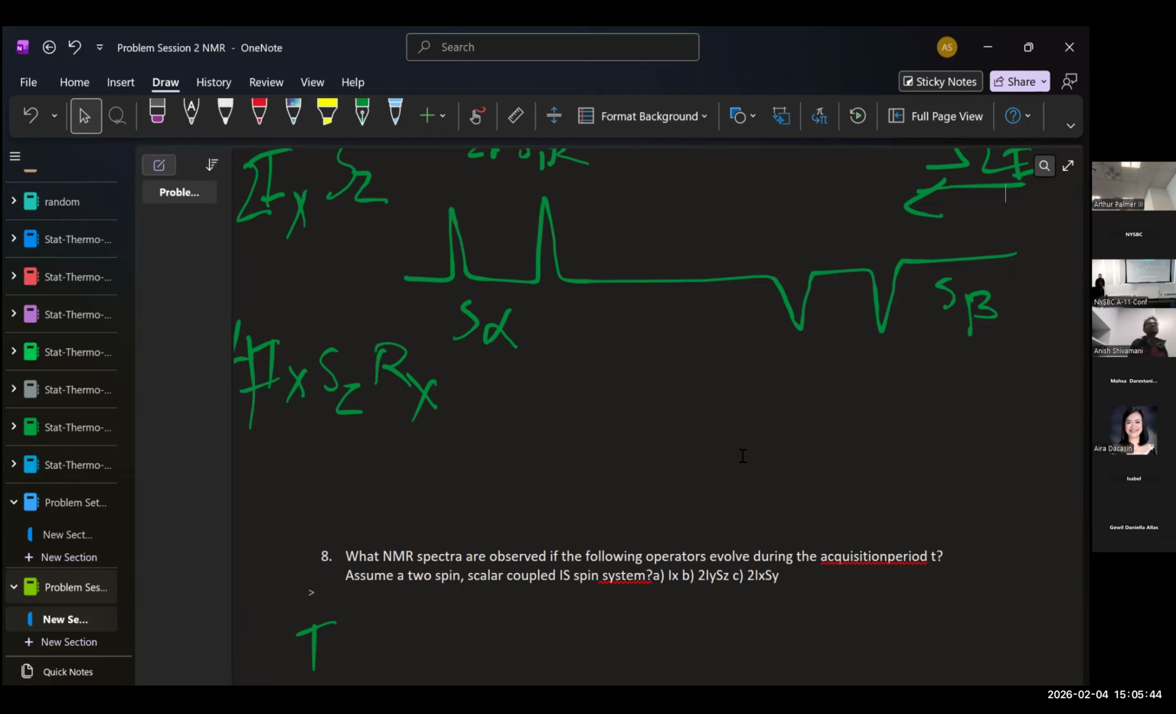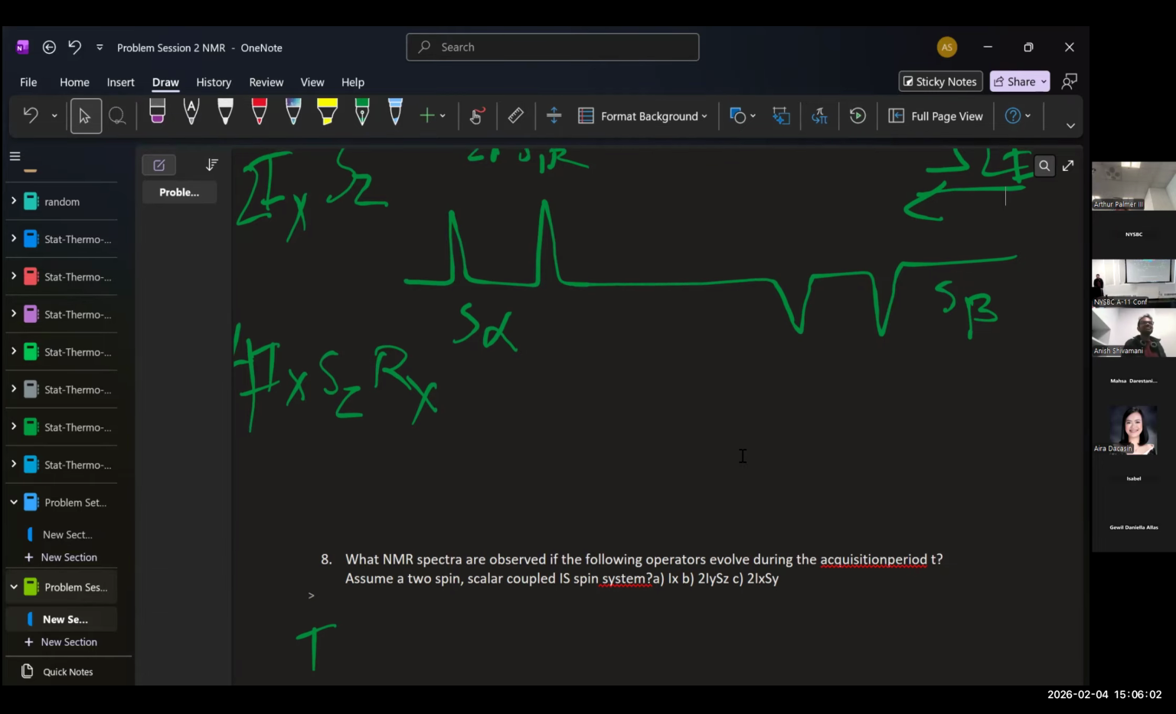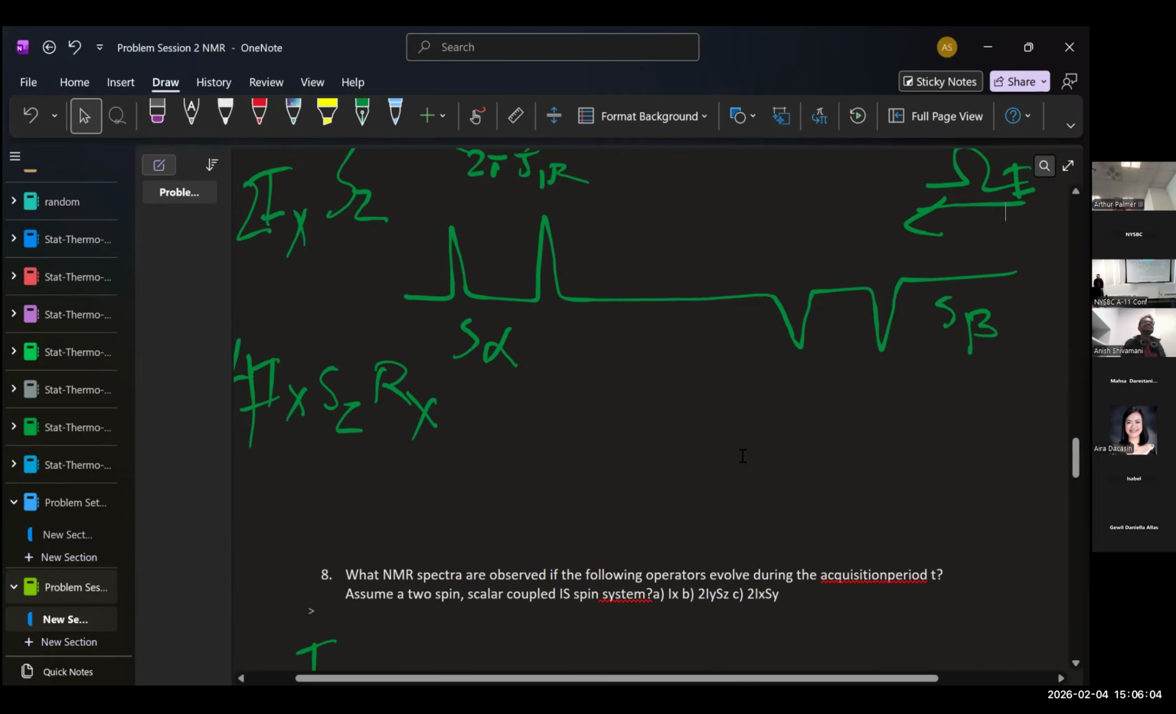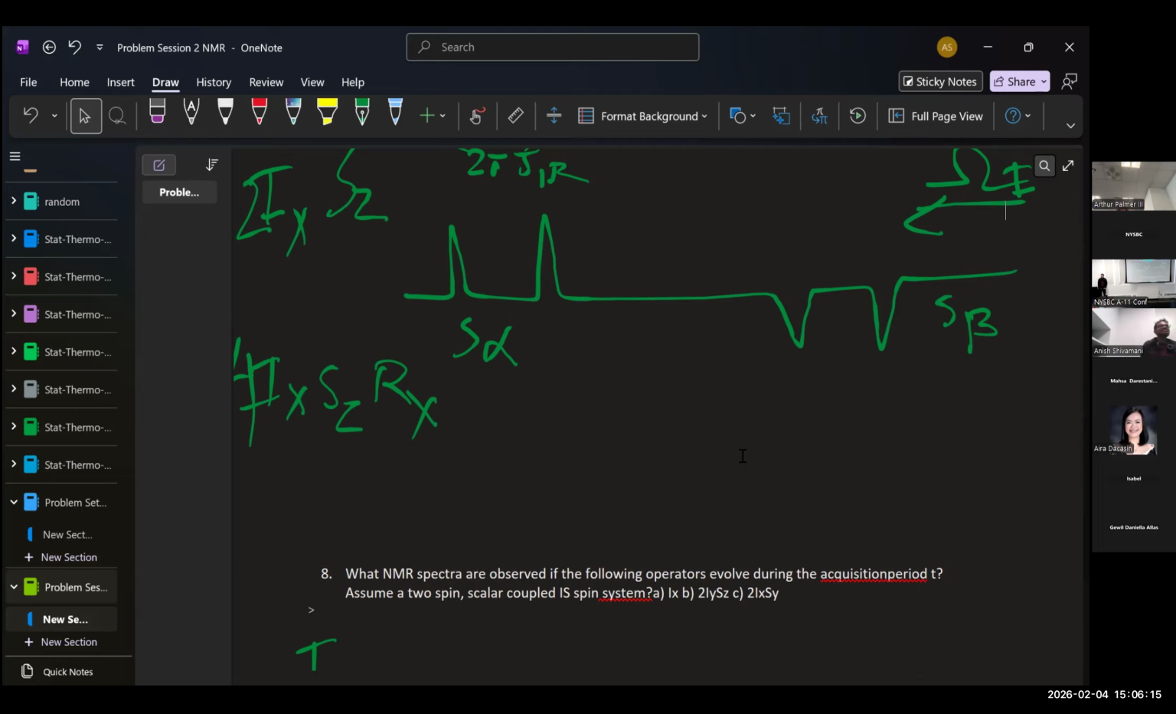Okay, the last one, 4IXSZRZ. Before we go on to that one, what would this look like if the two couplings were identical? Yeah, you just get that. Or like the cube is upside down. You just have one. Yeah, the two in the middle are going to cancel, and it's going to look like just an antiphase doublet with the wrong coupling constants.